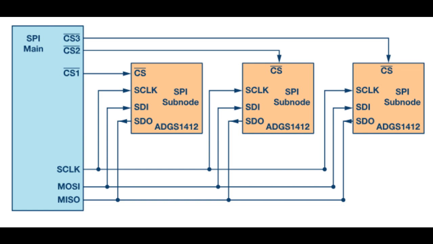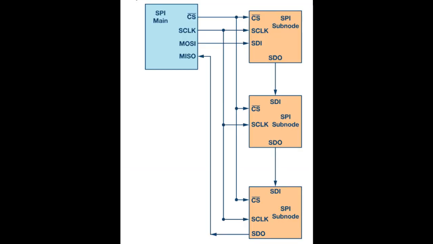Now, what if there are multiple slaves? Well, SPI can be set up to operate with a single master and a single slave, and it can also be set up with multiple slaves controlled by a single master. There are two ways to connect multiple slaves to the master. If the master has multiple slave select pins, the slaves can be wired in parallel like this. If only one slave select pin is available, the slaves can be daisy chained like this.